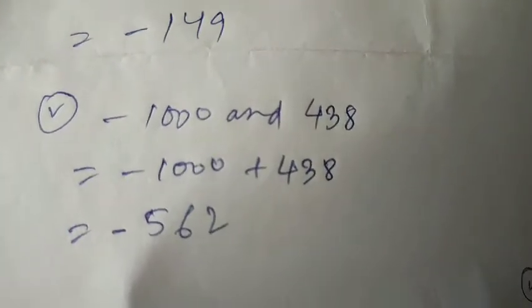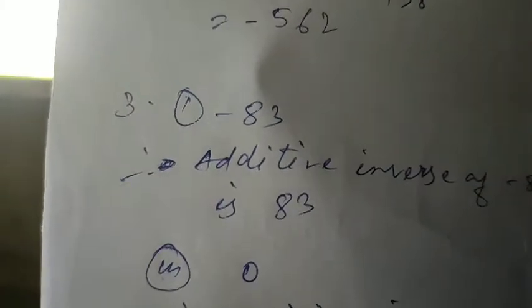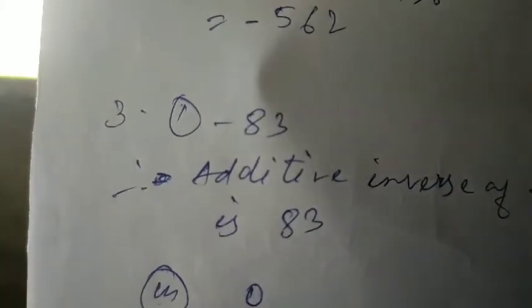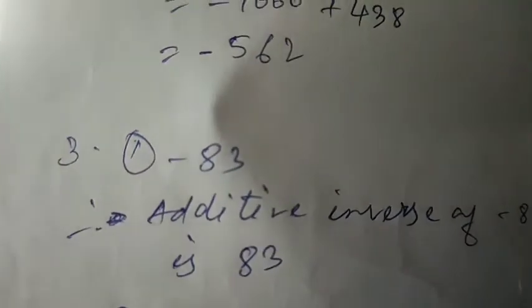So 1000 minus 438 will give us 562, and 1000 is again a bigger number, so the sign will obviously remain negative, that is minus. So the answer will be minus 562.